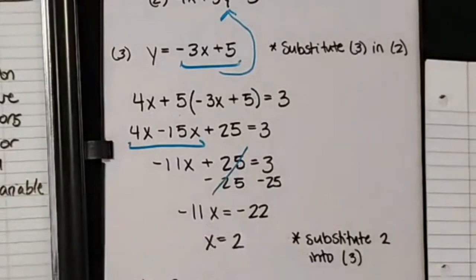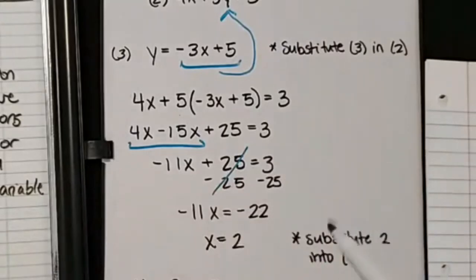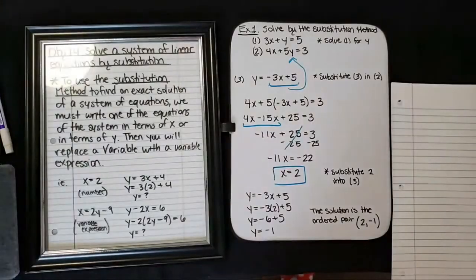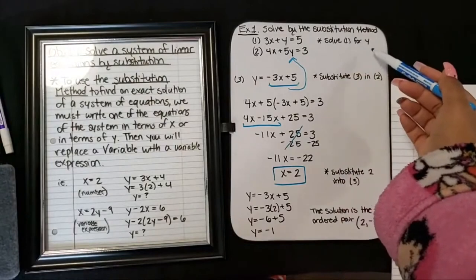Now we're still trying to get x by itself. So we need to do the opposite of the operation that the -11 is doing with the x, which is multiplication. So we need to divide both sides of the equation by -11. And when we do that, -22 divided by -11 is +2. So x equals +2.